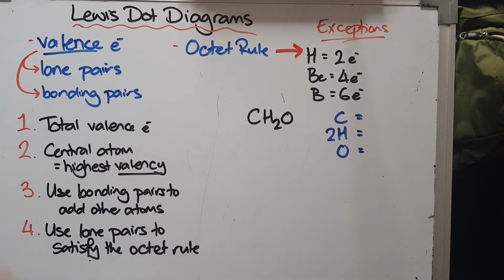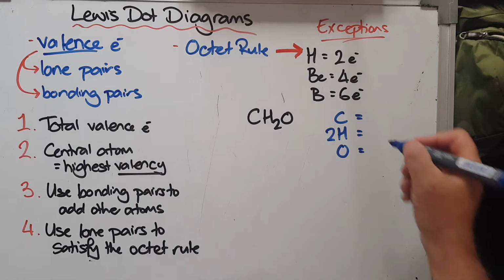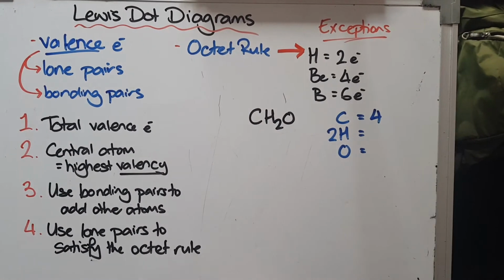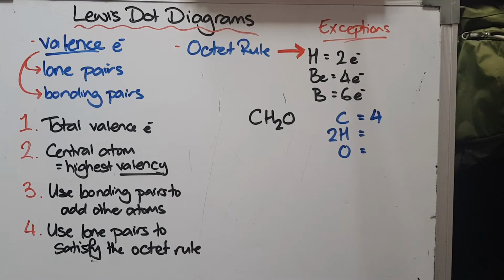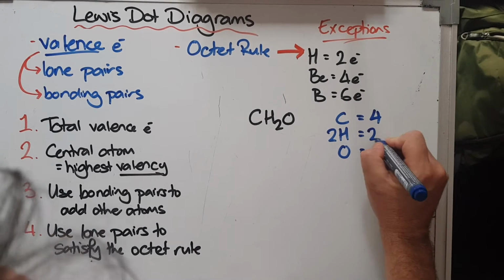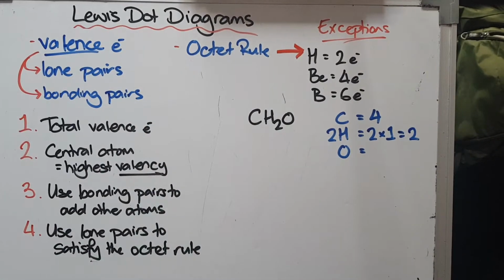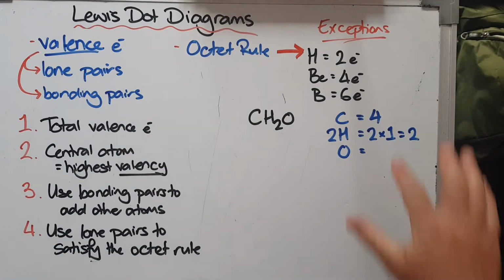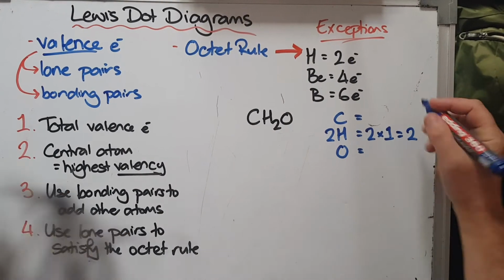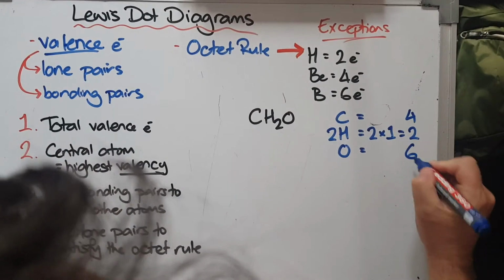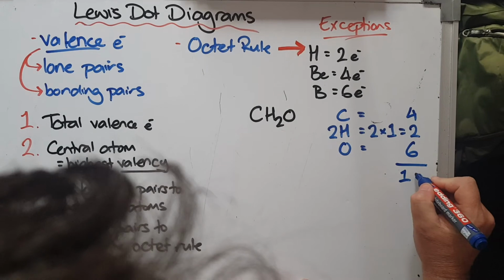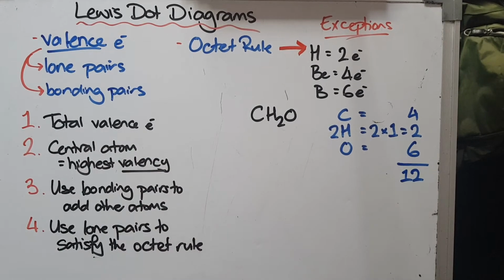So the first step, for my way of doing it, is to add up the total number of valence electrons. So carbon has got 4, being in group 14. Hydrogen has got 1, but there are 2 of them, so there'll be 2 valence electrons in total from the 2 hydrogens. And oxygen, being in group 16, has got 6. So I add those up and I get 12 valence electrons. So I've done step 1.